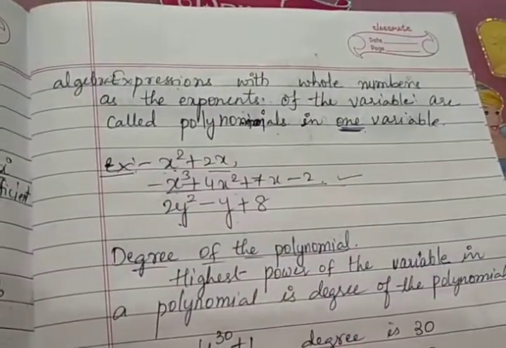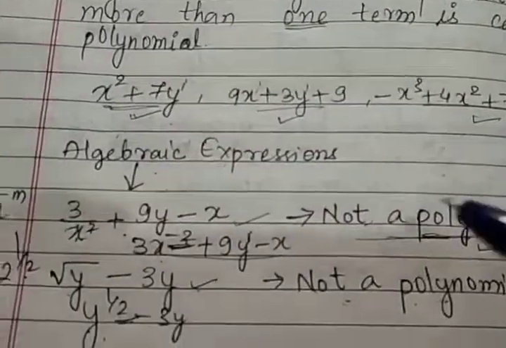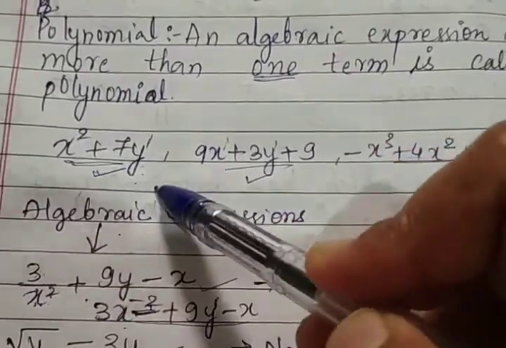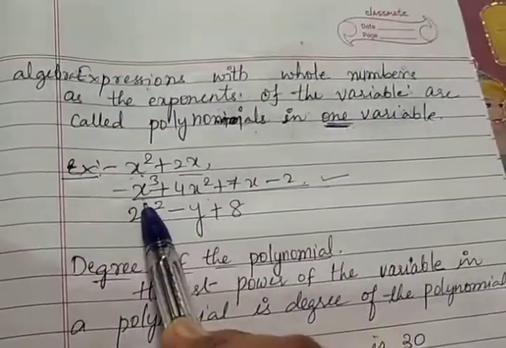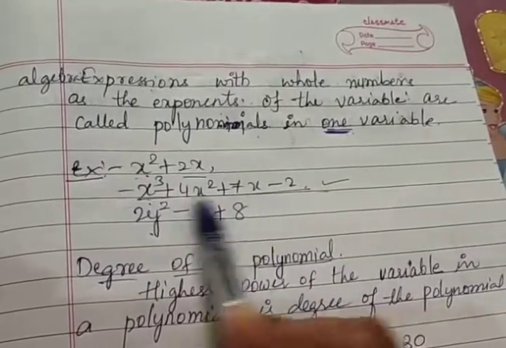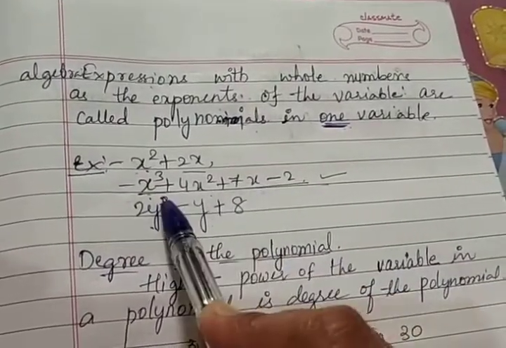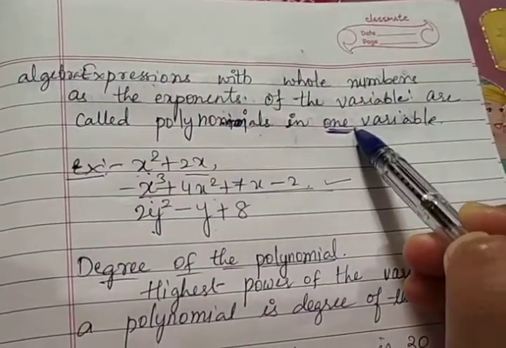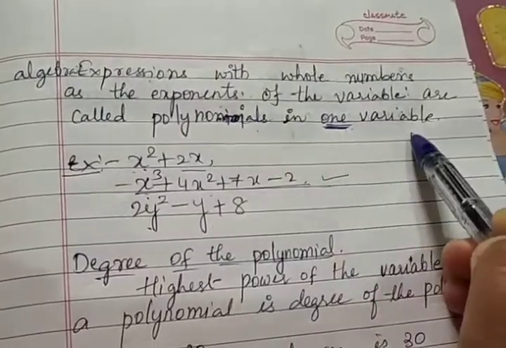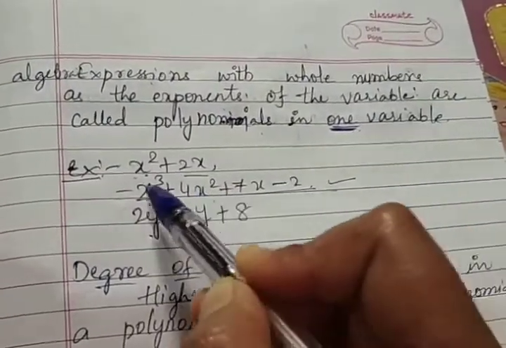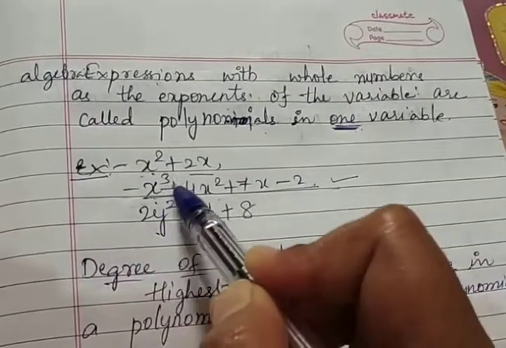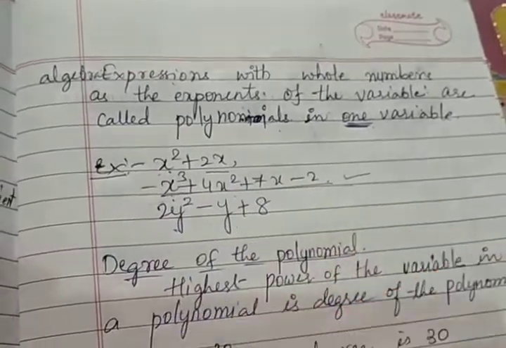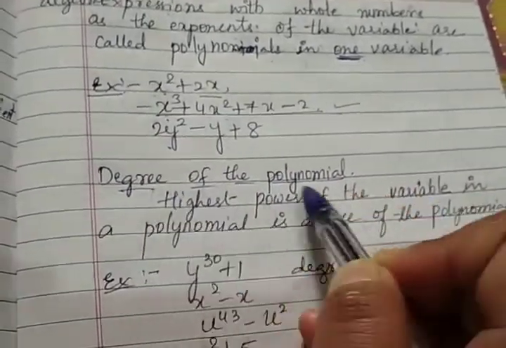There should not be more than one variable. Like here in this example, x square plus 7y, we have used two different variables. But here we are using one variable throughout the polynomial. All the four terms are of the same variable. Therefore, we call it a polynomial in one variable. So a polynomial in one variable means a polynomial which has only one variable throughout and the power of the variable is a whole number.